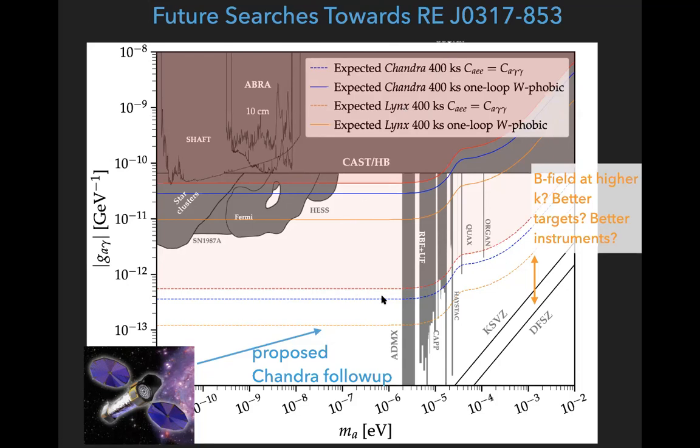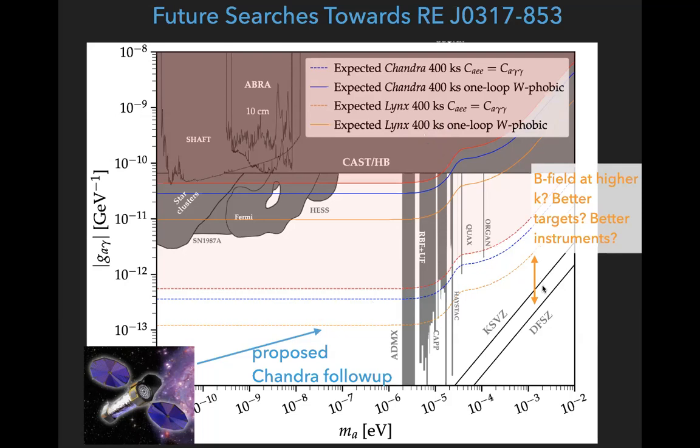But in the future, we might be able to get more substantial increases in sensitivity. So this is the sensitivity we would get with 400 kiloseconds of the proposed Lynx telescope, which is the Chandra follow-up, which would really be a game-changing telescope, I think, and the sensitivity we could achieve would actually get us pretty close to the QCD axion. It would start to bring us close to that territory at high axion masses, at which point I think that begs the question, what would need to be done to bring this all the way down to the QCD axion?